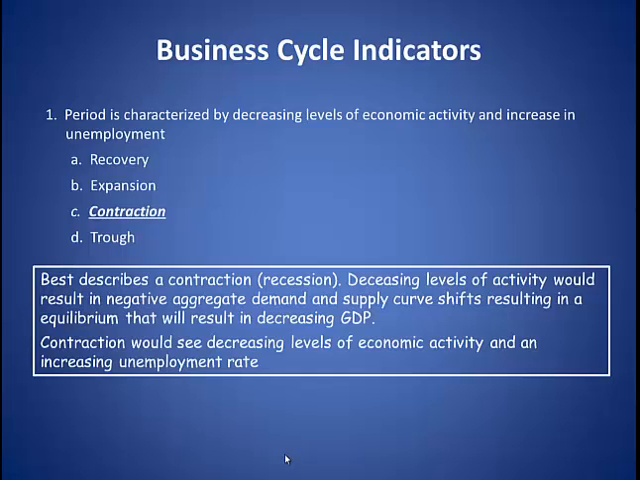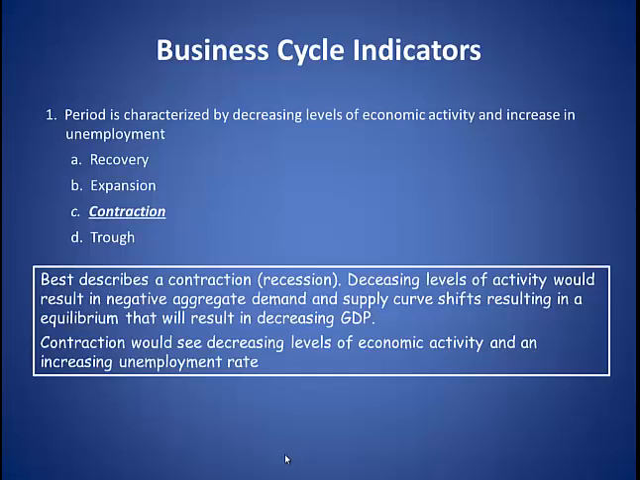Okay, the answer in this particular case is going to be C, contraction. As I mentioned here, it best describes a contraction or a recession, depending upon what you want to call it, and it can be called both things in the CPA exam.